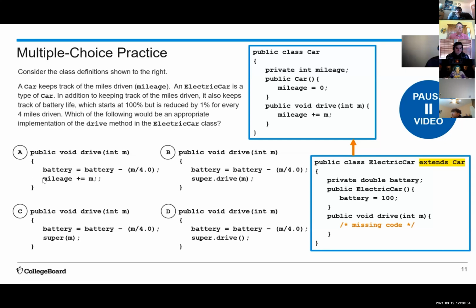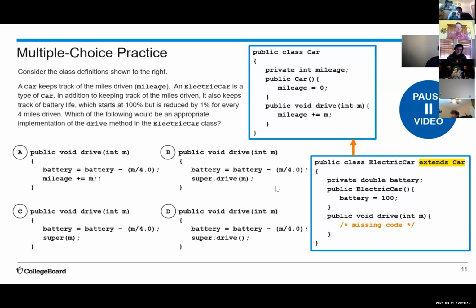The problem with A is we're writing the drive method in ElectricCar. So we don't have access to mileage. You can't say mileage plus equals M because mileage is a private variable in the Car class. So A is not good.